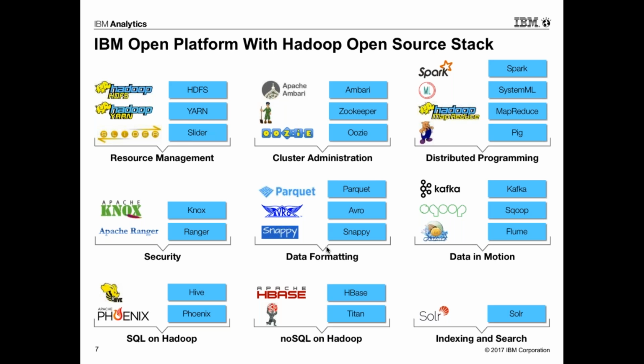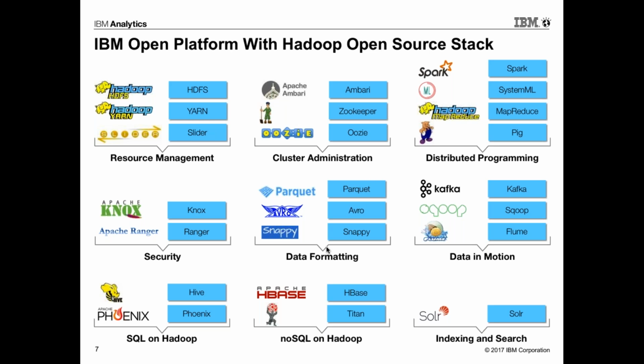And then Ambari and Zookeeper also being components of cluster administration, basically making sure your clusters are in good health, and nothing is down, no server is down, and you're able to process the data onto clusters. And then doing resource management using Hadoop distributed file system, also abbreviated as HDFS, and Yarn as the resource manager, and then using Slider. And then there are different components.